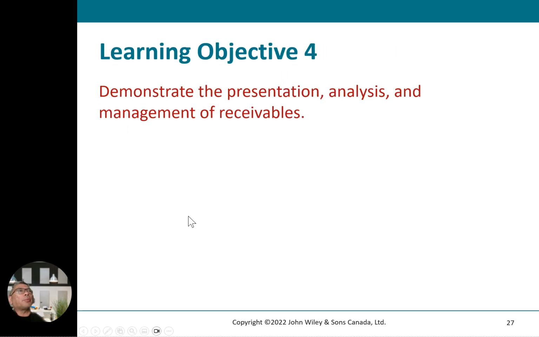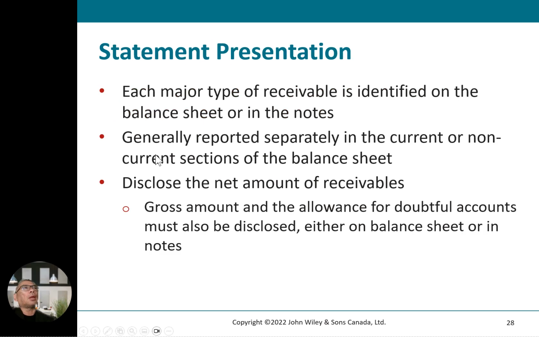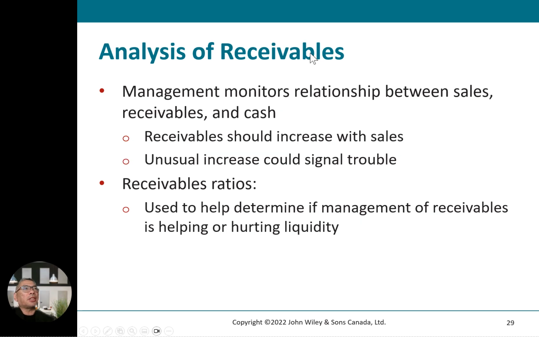Alright, learning objective number 4 is to demonstrate presentation, analysis, and management of receivables. Each major type of receivable is identified on the balance sheet or in the notes. They are generally reported separately in the current and non-current sections of the balance sheet. Receivables are disclosed at the gross amount with the allowance for doubtful accounts, and this must also be disclosed either on the balance sheet or in the notes. Okay, and then analysis of the receivable.